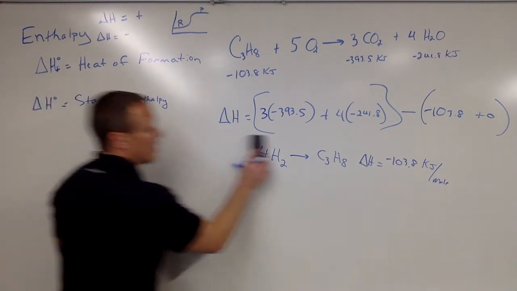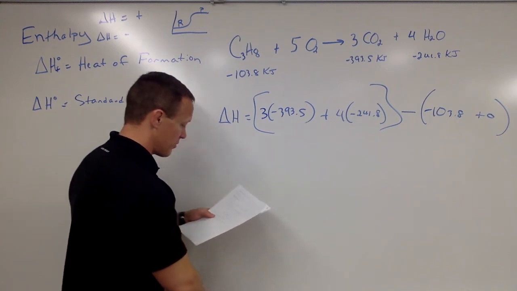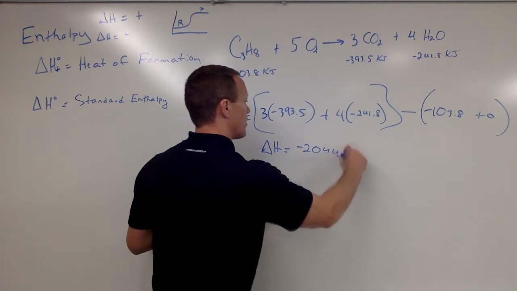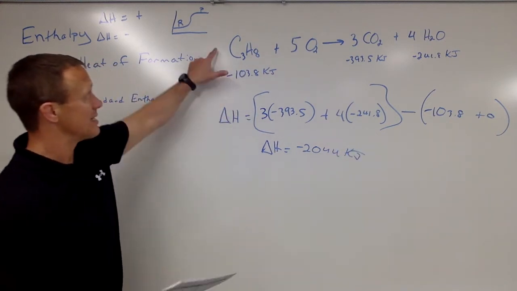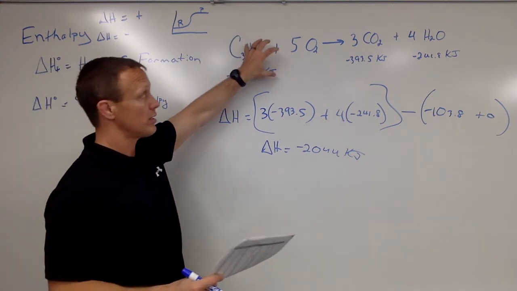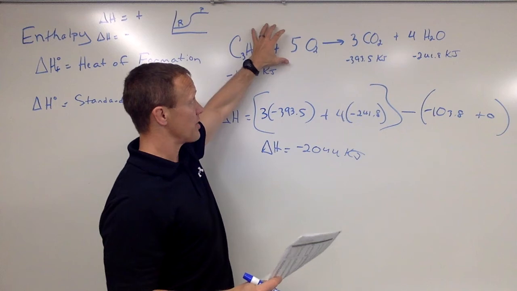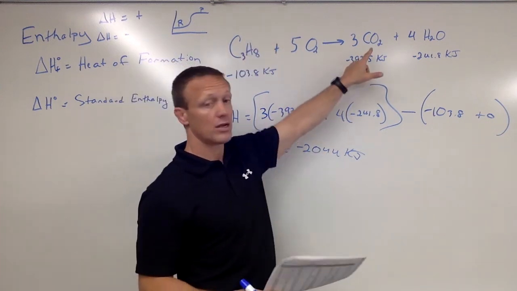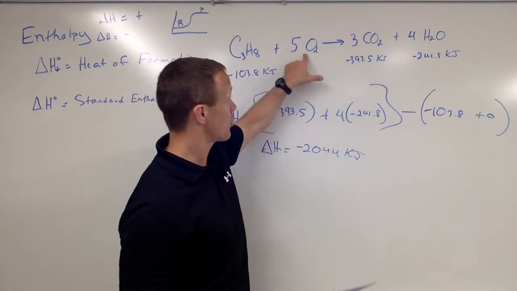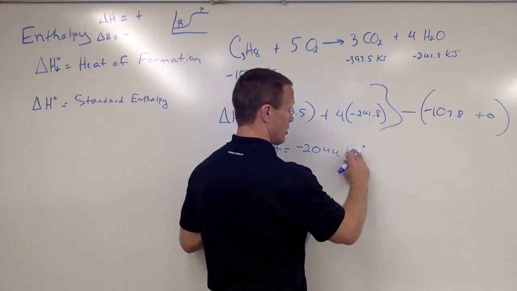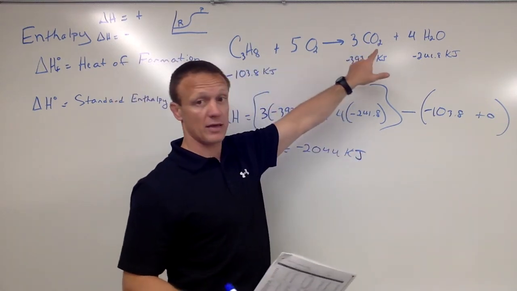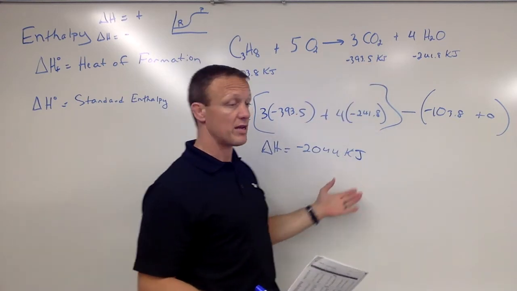So the delta H ends up being negative 2044 kilojoules. So that is the delta H for that reaction. So it's an exothermic reaction. In other words, these are lower energy, these are higher energy. As this reaction happens, you're giving off this many kilojoules of heat per mole of this compound. You're giving off this many kilojoules of heat per 5 moles of oxygen used. You're giving off this much heat per 3 moles of carbon dioxide. So this is the amount of heat given off per those moles.